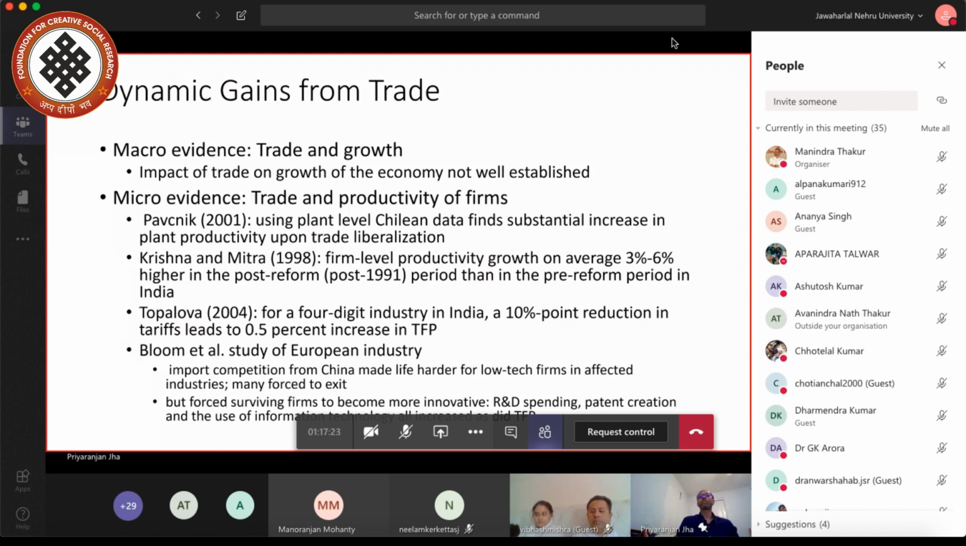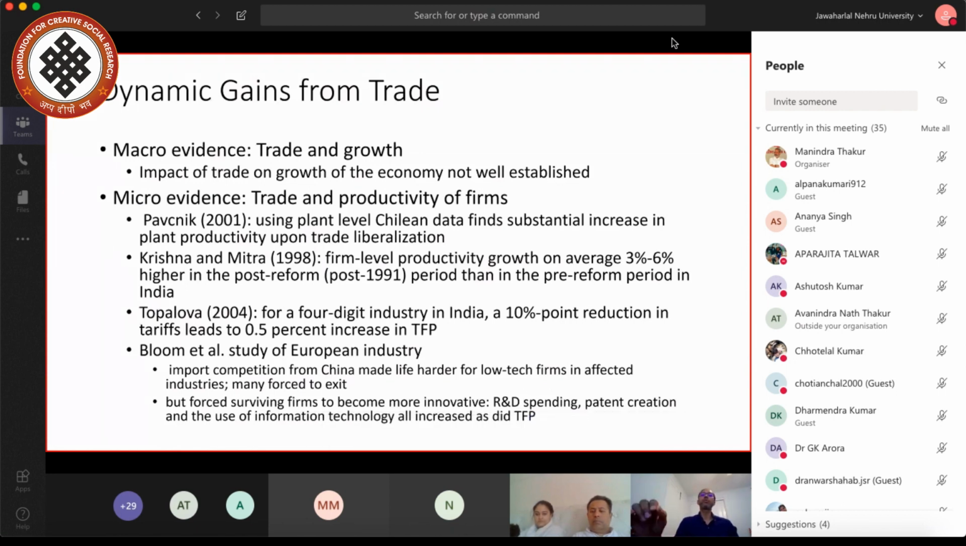So the evidence on static gains is more straightforward, but if you look at macro evidence, cross-country regressions on the trade and growth relationship, the evidence is weak. It's not really clear whether trade gives a boost to growth, whether you can have sustained growth because of trade. Even though there's anecdotal evidence, a lot of evidence from East Asian countries, they had tremendous growth over the last 40, 50 years, and all of them were involved in the global economy. They were exporting a lot. But establishing causality from trade to growth has been difficult.